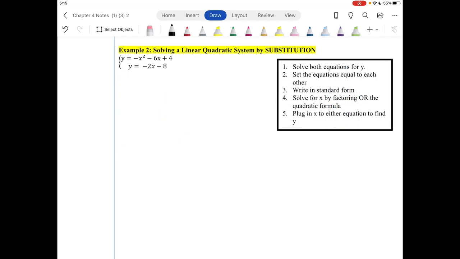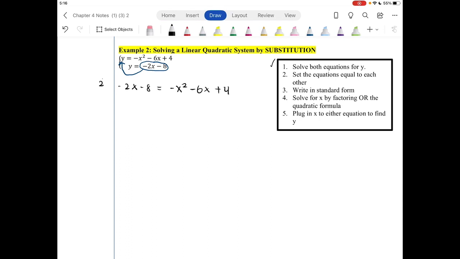The second method we have to solve is by substitution. First, we need to make sure that both equations are solved for y. In the first example, that step is already done. Now we're going to use substitution, the fact that y is the same thing as negative 2x minus 8, we can plug it in for y in the other equation, and that will tell us that negative 2x minus 8 is equal to negative x squared minus 6x plus 4.